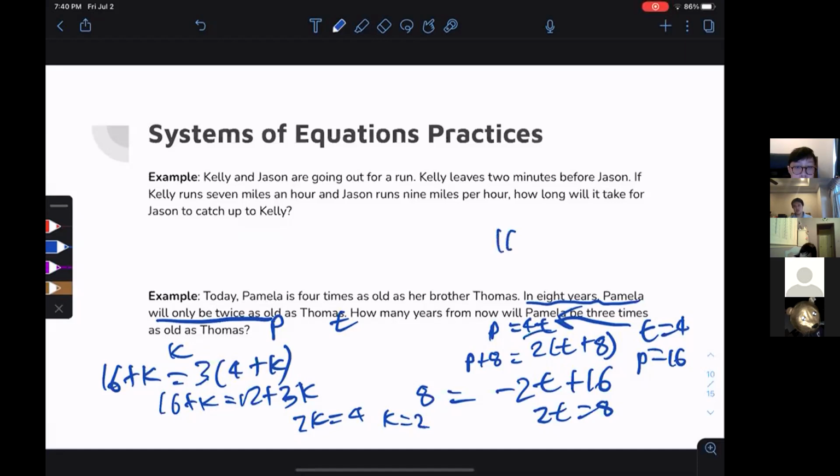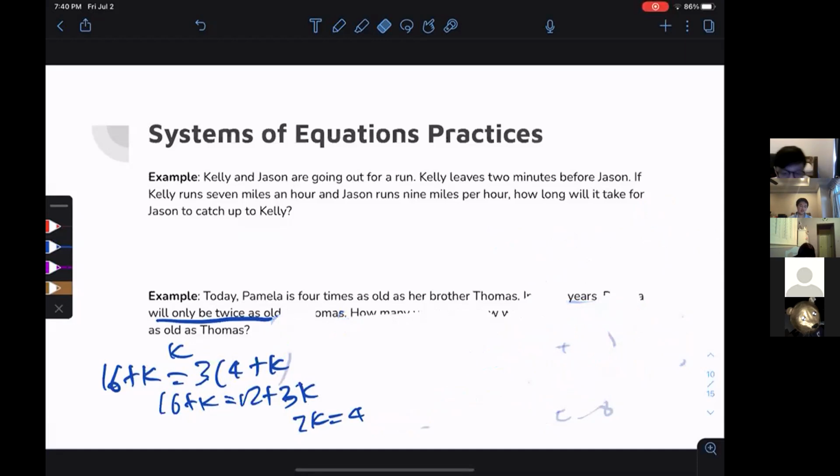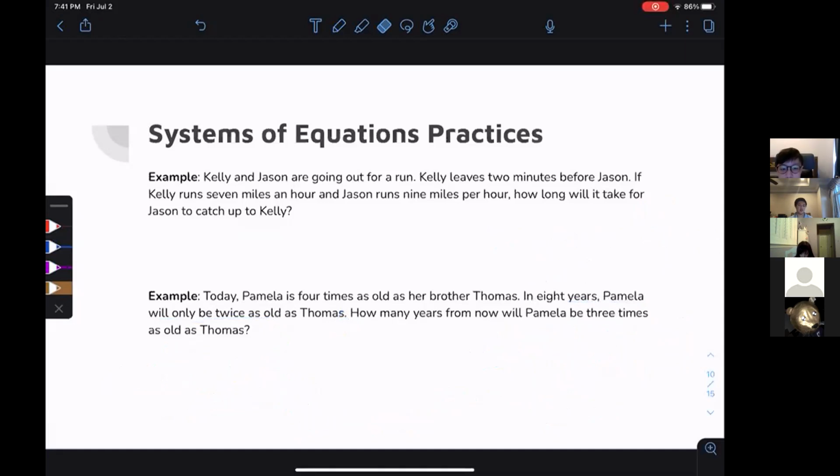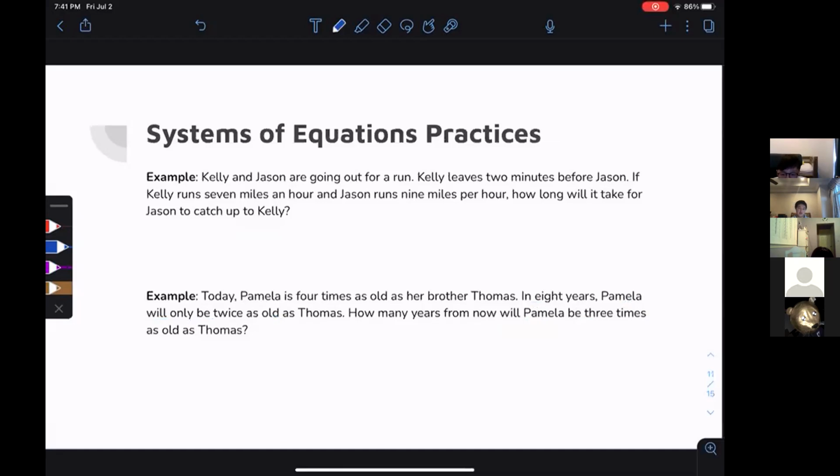So yeah, just for these age problems, just define variables as their ages and then translate the sentence into an equation involving those ages. And then you can substitute or eliminate to solve. And that's how you do that problem. For the first problem with Kelly and Jason, you can use the variables as their times or as their distances, or in other problems, not in this one because they give you their speeds, you might want to set the speed as well. So yeah, that's all there is to these.